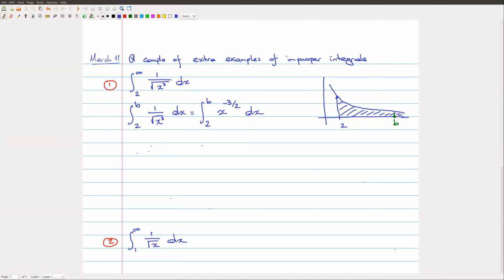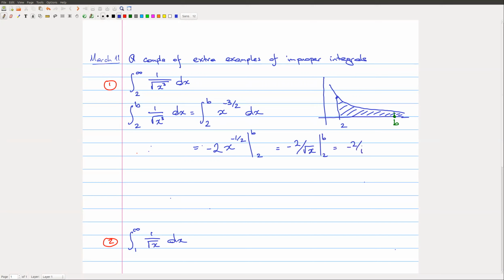Okay, so use whatever technique is appropriate to find an antiderivative, maybe integration by parts or a substitution or whatever it might be in a different example. This particular one is a power of x, so we can integrate it just as a power of x by increasing the power by 1 from minus 3 over 2 to minus 1 over 2, and dividing by the new power. Dividing by minus a half means multiplying by minus 2, and we're evaluating that at b and at 2. So we've got minus 2 over the square root of x, minus 2 times x to the minus 1/2, evaluated at b and at 2.